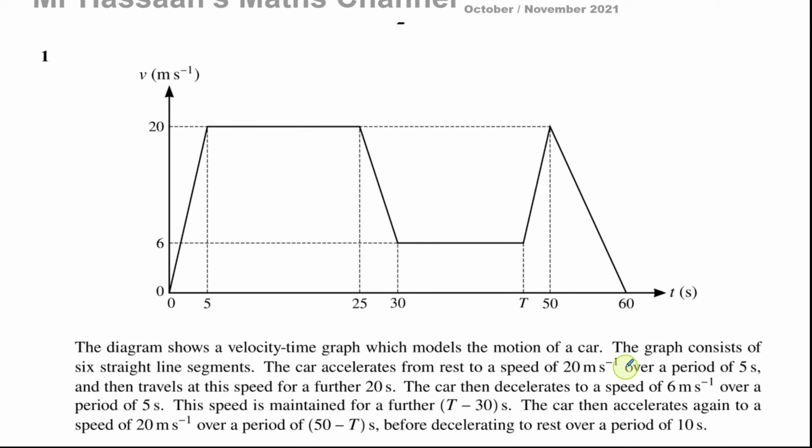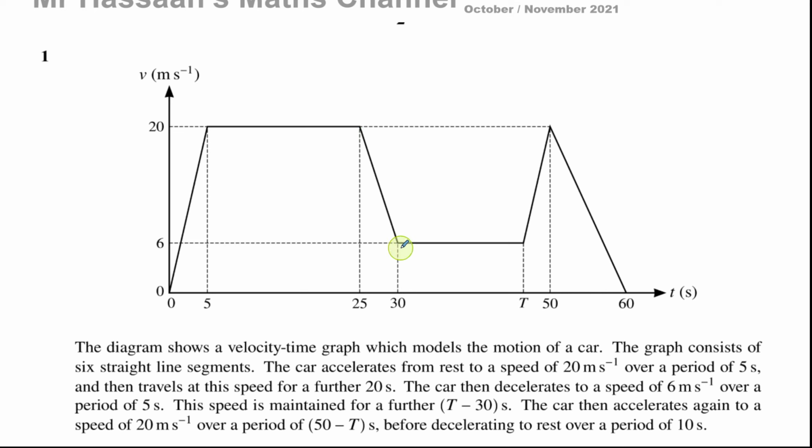a car. The graph consists of 6 straight line segments. The car accelerates from rest to a speed of 20 meters per second over a period of 5 seconds, and then travels at this speed for a further 20 seconds. The car then decelerates to a speed of 6 meters per second over a period of 5 seconds.